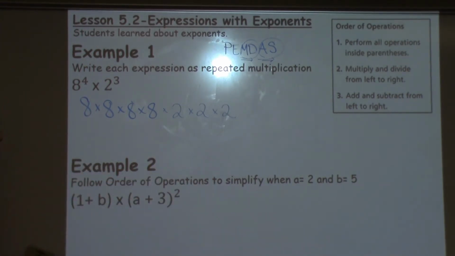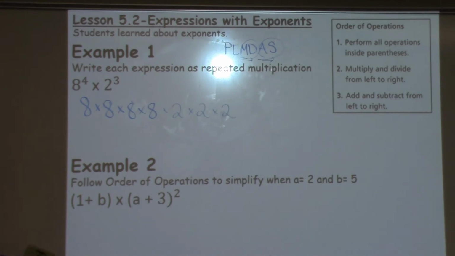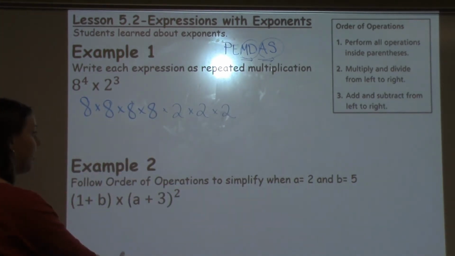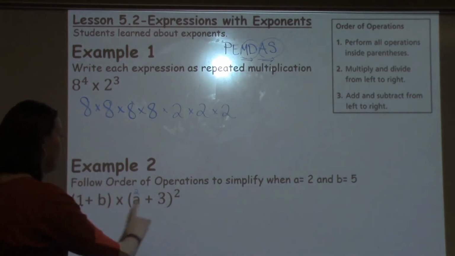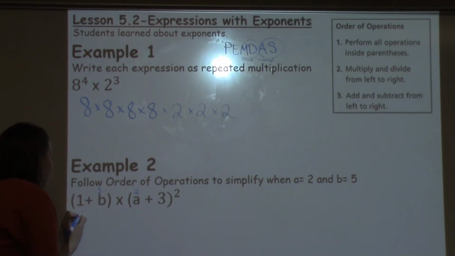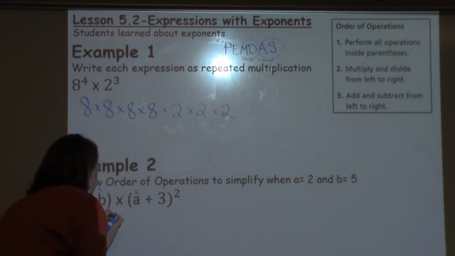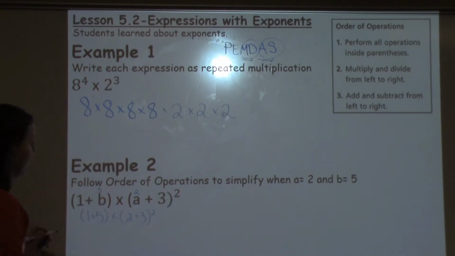Okay, moving into example number 2. It says follow the order of operations to simplify when A is 2 and B is 5. The first thing I like to do with a problem like this is I like to fill in these numbers. So I know A is 2, so I'm going to go ahead and plug in my A, which I know is 2. And I know B is 5. So I have those written down. I'm going to go ahead and rewrite the problem beneath so I can solve this fairly quickly and fairly easily without having to look back and forth between what numbers I've plugged in.